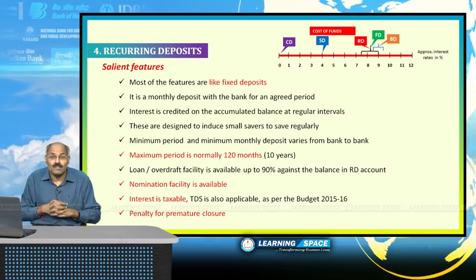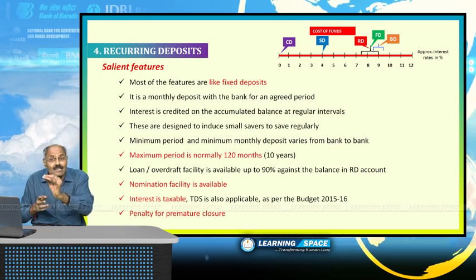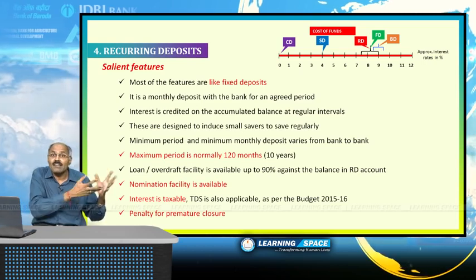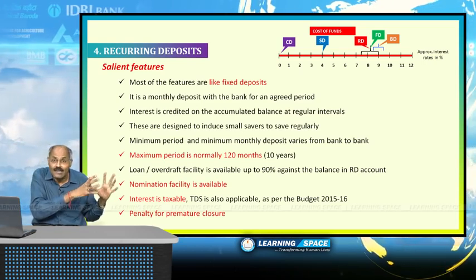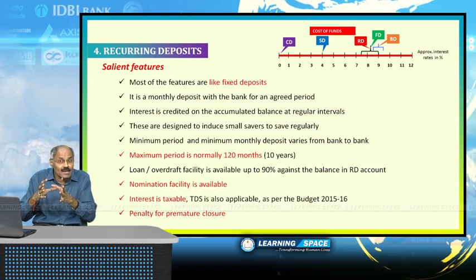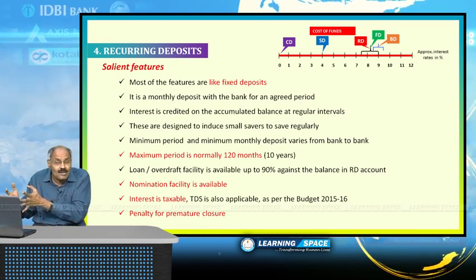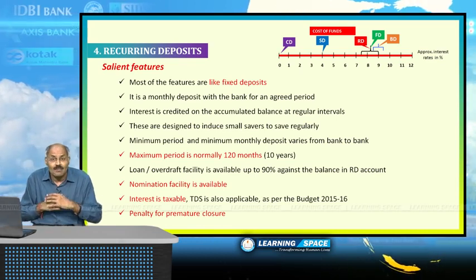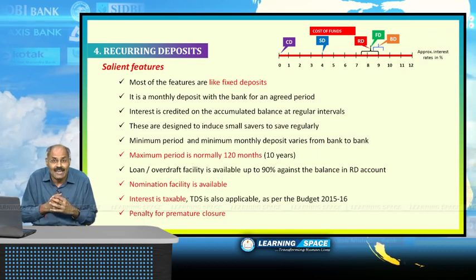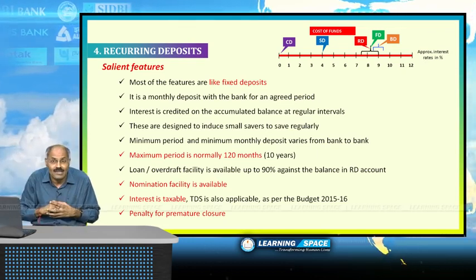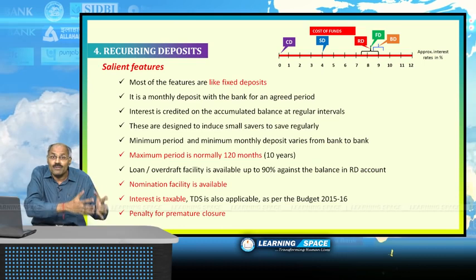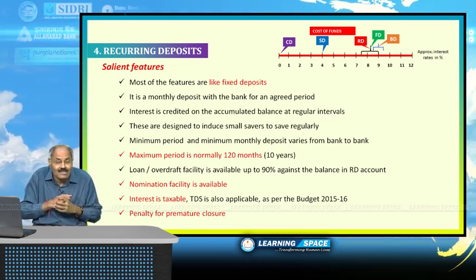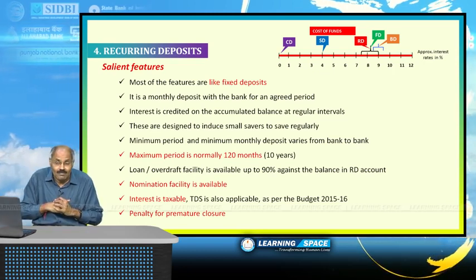And for recurring deposits also, tax deduction at source is applicable. For savings account deposits, no tax deduction at source. For fixed deposit accounts as well as recurring deposit accounts, tax deduction at source is applicable. If your interest income is more than 10,000 rupees, banks will deduct tax and deposit it to the income tax department. If you want to avoid that, you have to give a 15G certificate to the bank, and if you are a senior citizen, you have to give 15H.